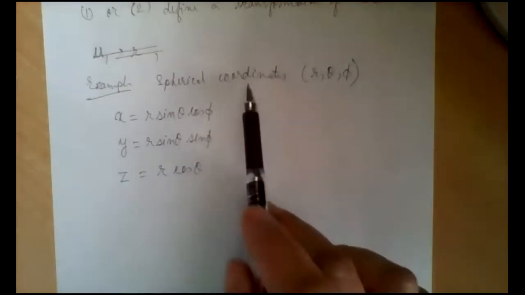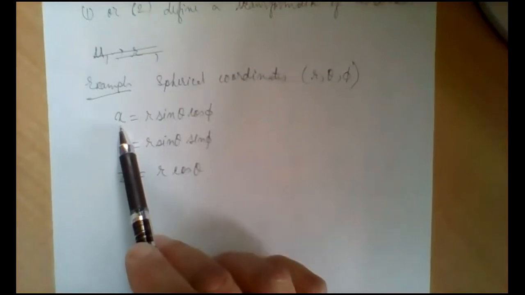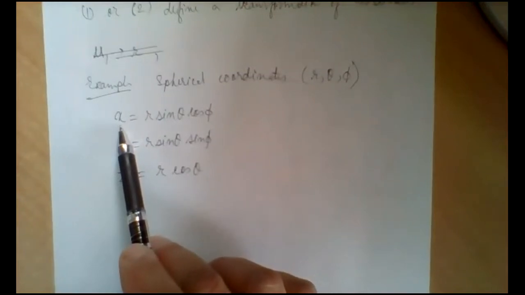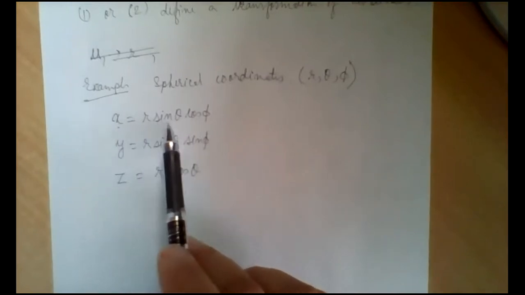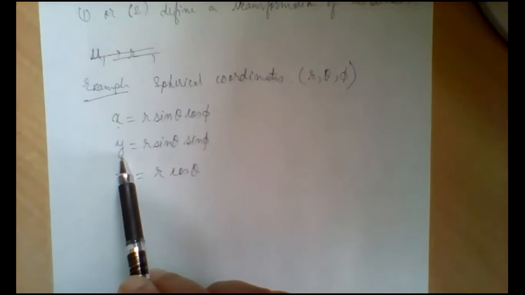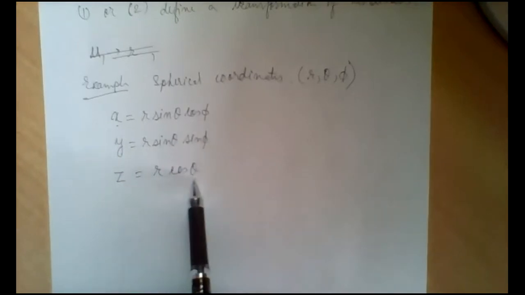In the spherical coordinate system with r, theta, phi, the Cartesian coordinate x can be expressed as r sine theta cos phi, y can be expressed as r sine theta sine phi, and z can be expressed as r cos theta.